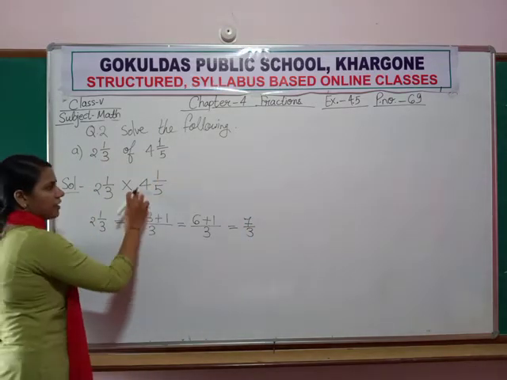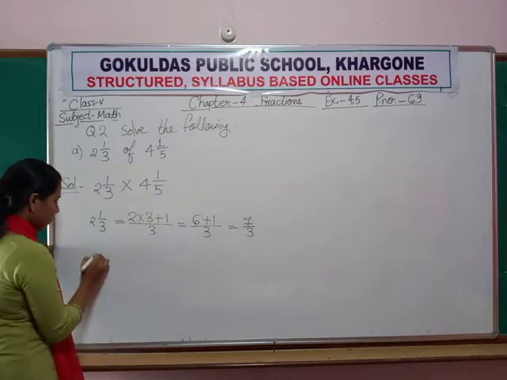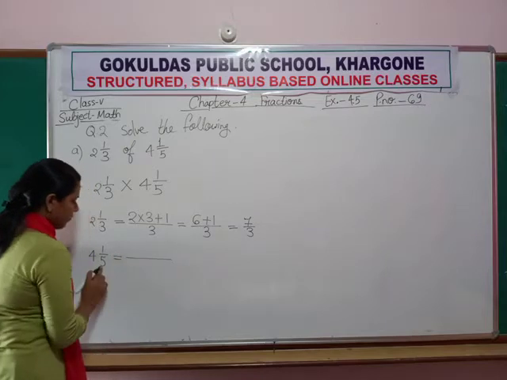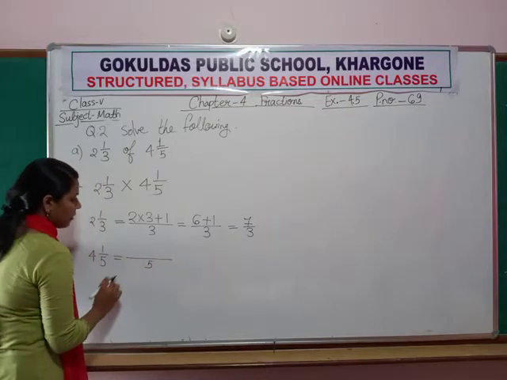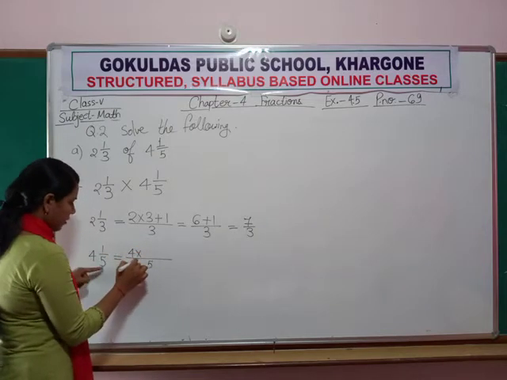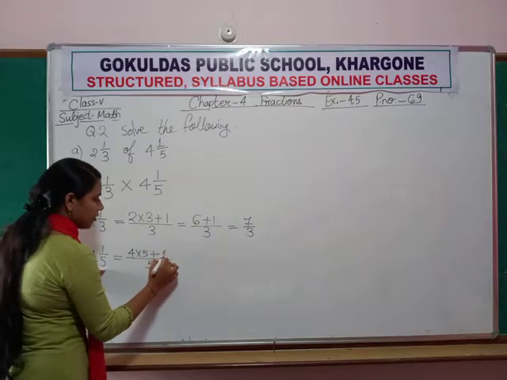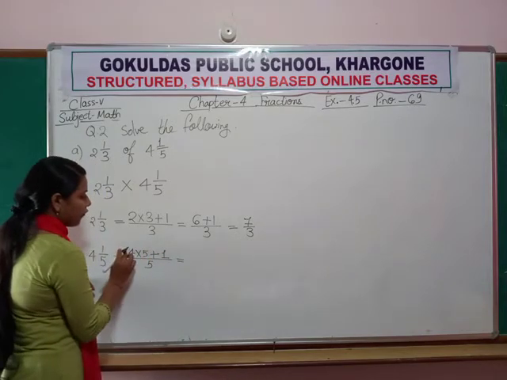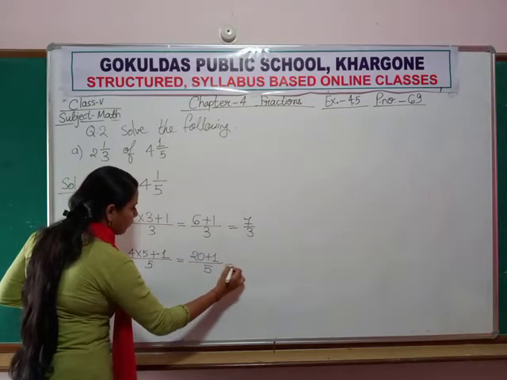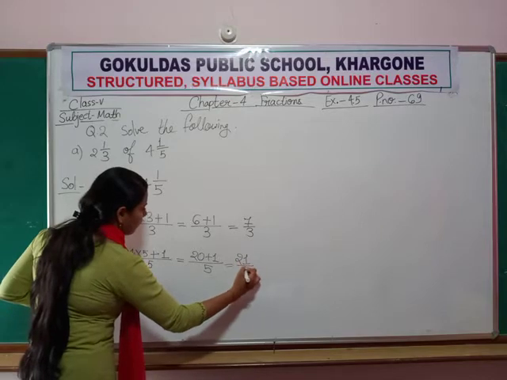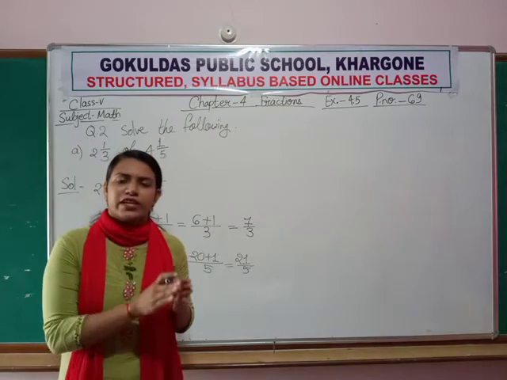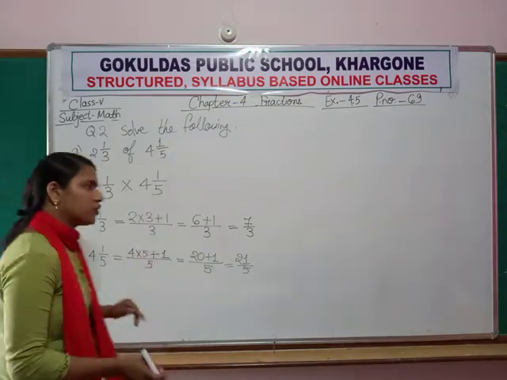Now the next mixed fraction is 4 1/5. We write the denominator in the denominator part. In the numerator part, we multiply the whole number, 4, with the denominator plus the numerator. 4 5s are 20, 20 plus 1, 21 upon 5 is our improper fraction. Okay? Now we have done one task. We have converted the mixed fractions into improper fractions.